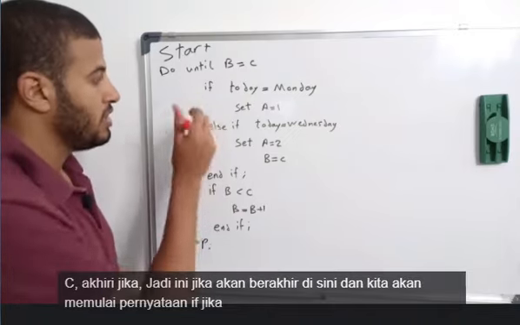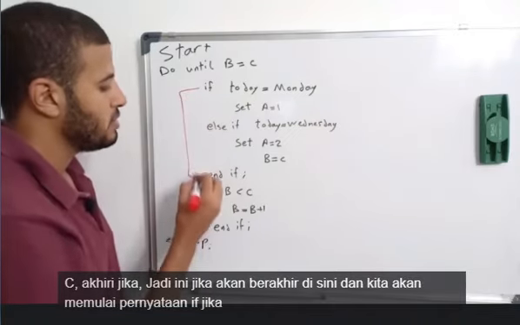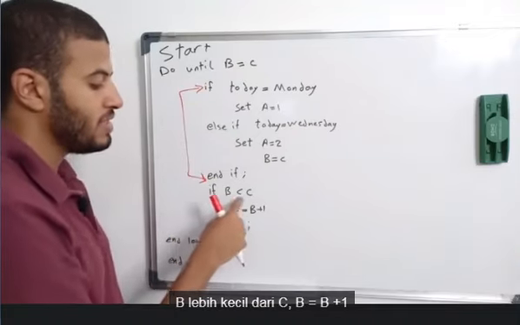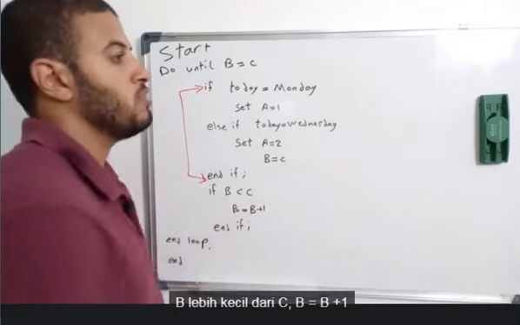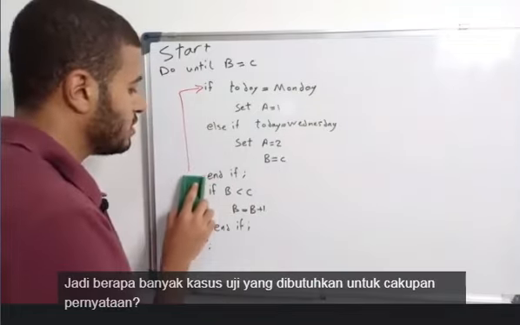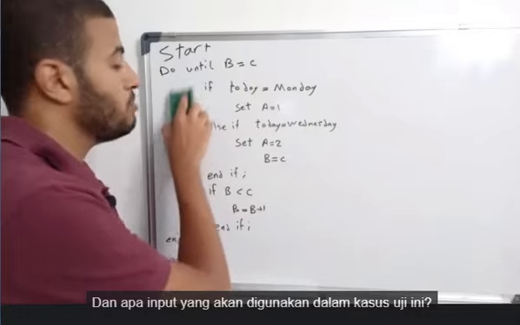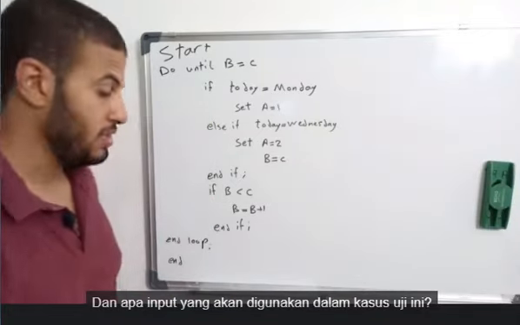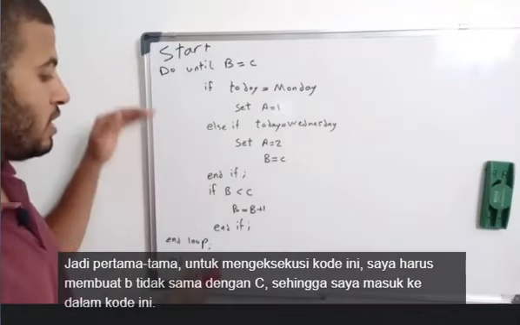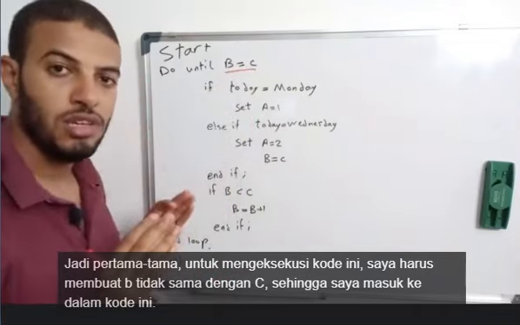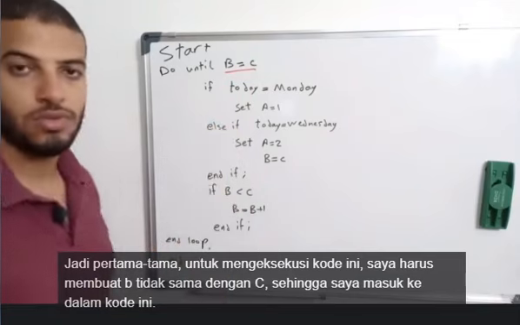End if, so this if will end here. And we will begin another if statement: if b is smaller than c, b equals b plus 1. So how many test cases will be needed for statement coverage, and what are the inputs that will be used in these test cases? Okay, so first, in order to execute this code, I must make b not equal to c, so that I go inside this code, okay?